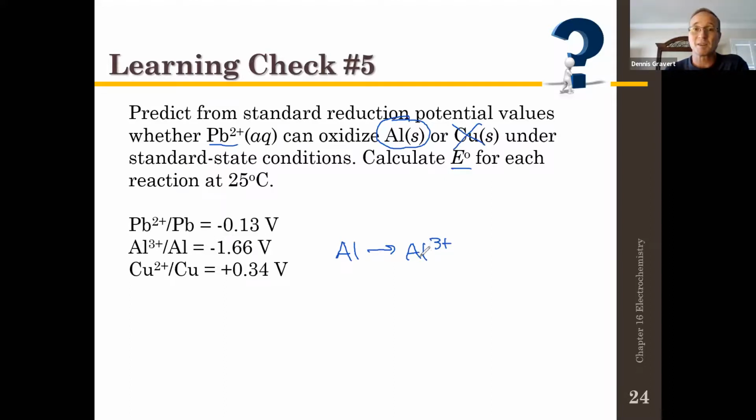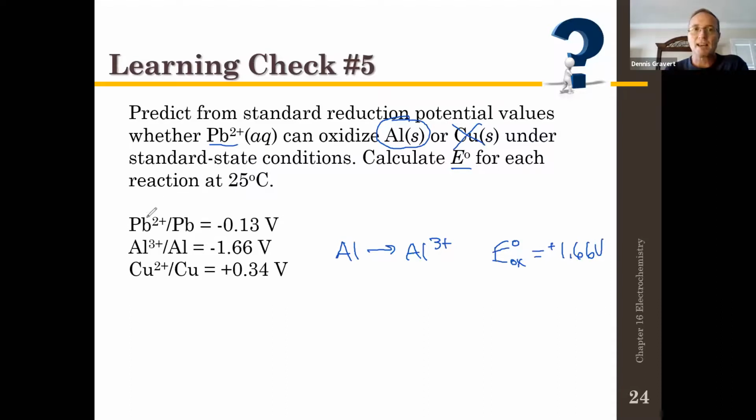So aluminum is going to become aluminum 3 plus. And we don't have to write the balanced equation. Cool. So I don't have to worry about 3 electrons here. All I have to realize is aluminum is being oxidized. And this is the wrong form. I have to flip the equation and change the sign. So as aluminum gets oxidized, the half potential, the standard potential, is now a positive 1.66 volts.